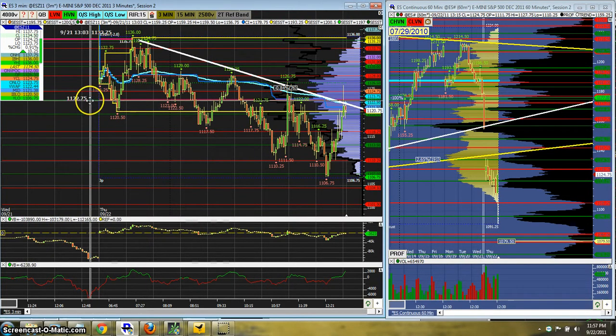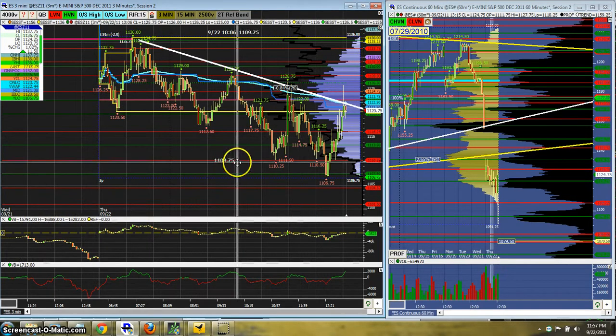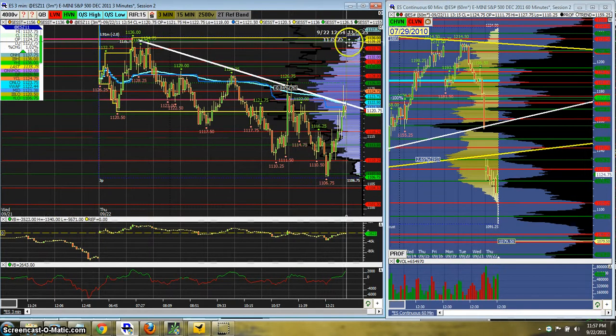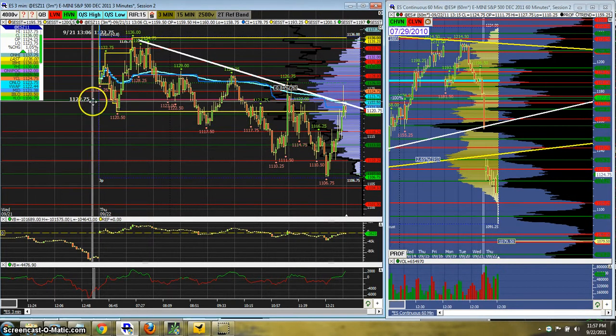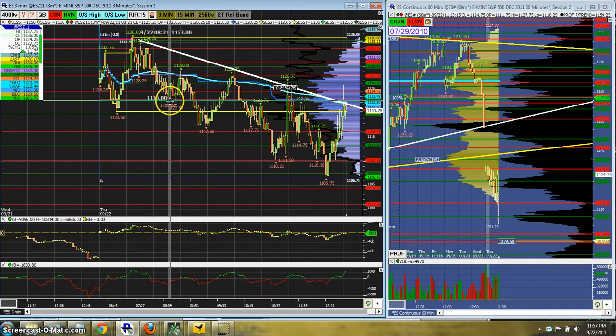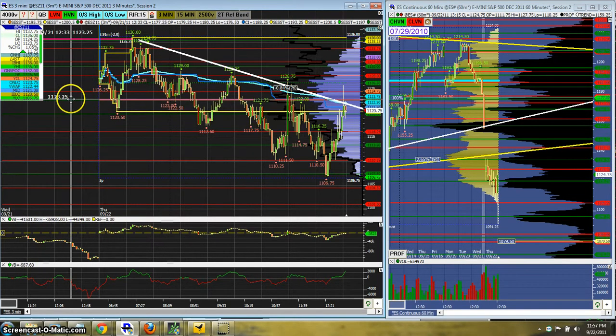VPOC stands for volume point of control, which is the price level at which the most contracts have traded in a particular range. So for this day's range right here, the VPOC happens to be this level here, which is 1123, denoted by this thicker magenta line at 1123 at the end of the day.